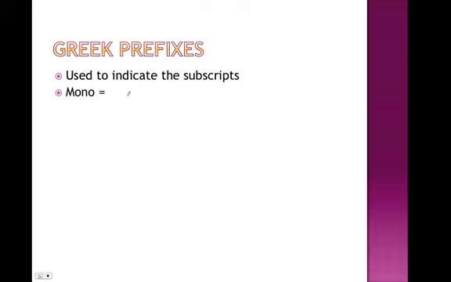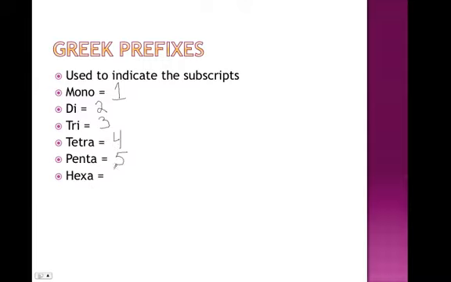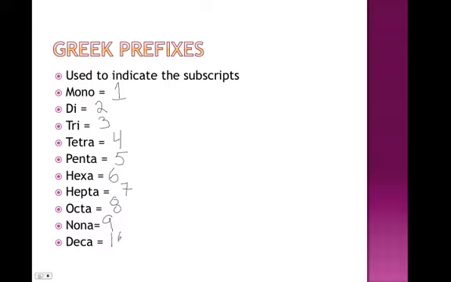So if we have a Greek prefix of mono, that means our subscript is 1. If we have a Greek prefix of di, our subscript is 2. Tri, subscript is 3. Tetra, subscript is 4. Penta, our subscript is 5. Hexa, we have a subscript of 6. Hepta, we have a subscript of 7. Octa, we have a subscript of 8. Nona, we have a subscript of 9. And deca, we have a subscript of 10.